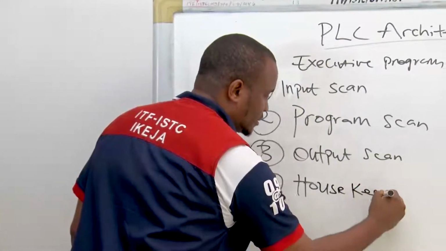The fourth is housekeeping. Housekeeping involves the internal diagnostics of the PLC and also includes communication with other peripherals that are connected with the PLC. So each time the PLC is on, the PLC runs a scan, we call it the PLC Scan.